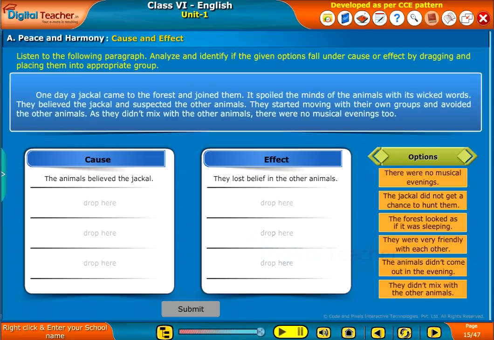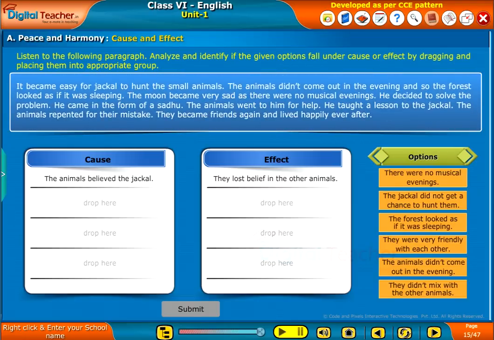As they didn't mix with the other animals, there were no musical evenings too. It became easy for the jackal to hunt the small animals. The animals didn't come out in the evening, and so the forest looked as if it was sleeping. The moon became very sad as there were no musical evenings. He decided to solve the problem. He came in the form of a sadhu. The animals went to him for help. He taught a lesson to the jackal. The animals repented for their mistake. They became friends again and lived happily ever after.